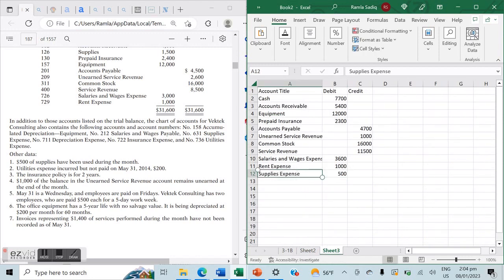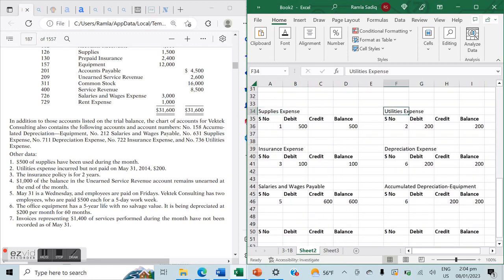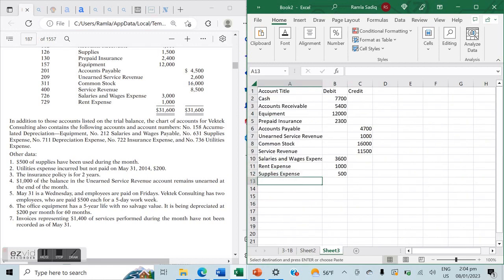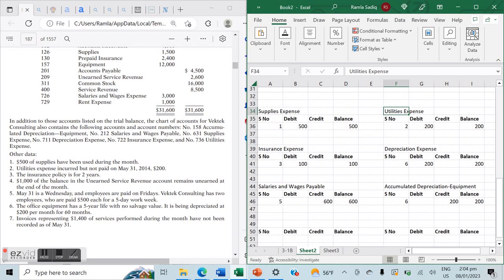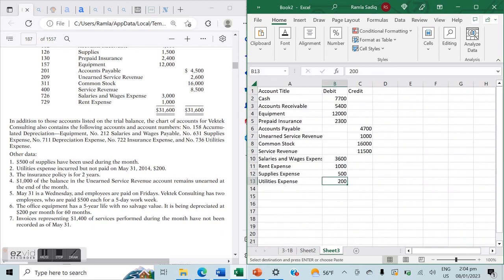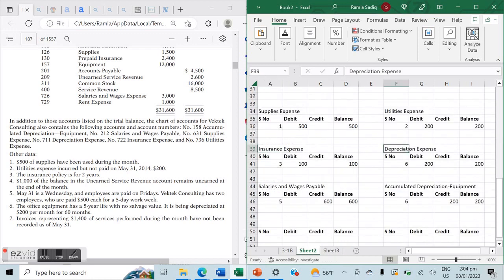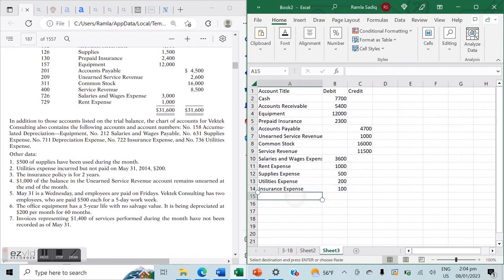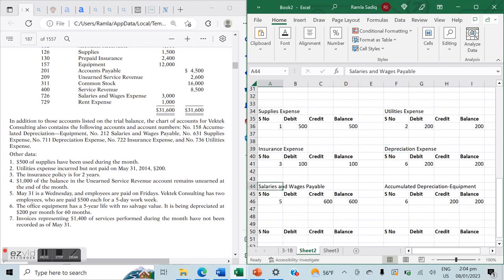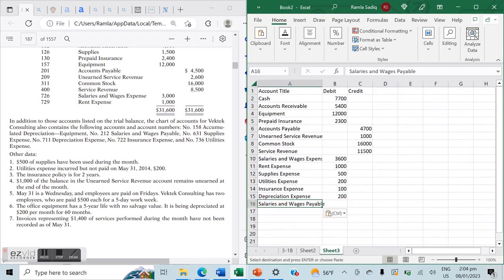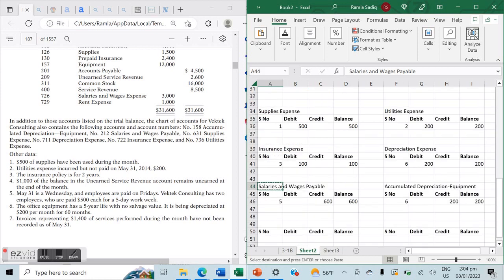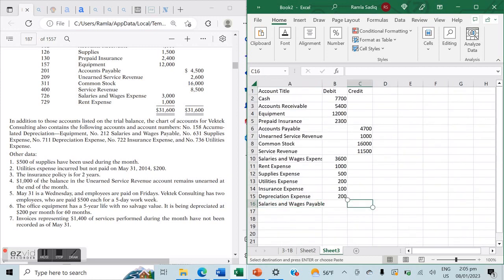And then we have our utilities expense for $200. And then we have our insurance expense for $100. And then we have our depreciation expense for $200. And salaries and wages payable, real quick, remember that that is a liability. So I forgot to check the balance there. Balance for $600. So salaries and wages payable for $600. Liability accounts balance comes on the credit side.